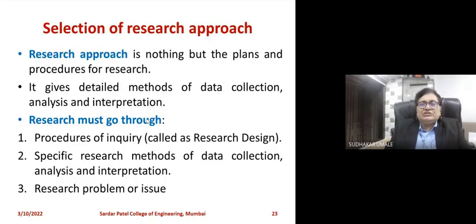What is the selection of research approach? Let us say your research is in science, or in arts, or in technical work, then that is the approach of research. Then you have to select your approach. What is my research approach? And you have to define your research approach in a proper way.